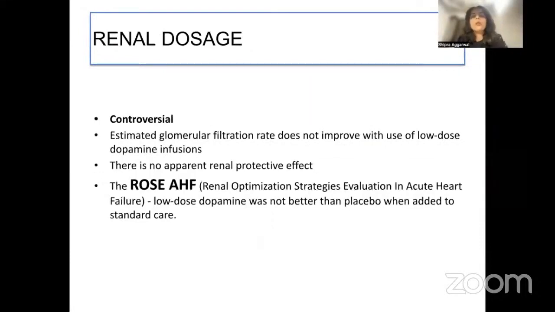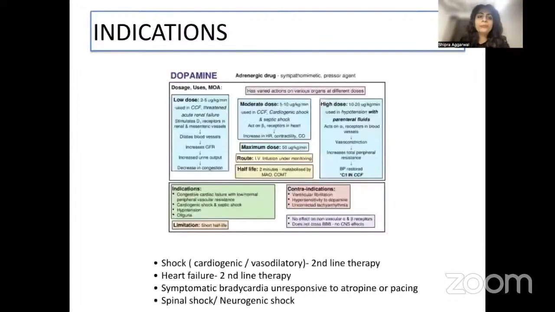So you must have all heard about the renal dosage and the benefit of low dose dopamine in increasing the renal blood flow. But now recent studies show that it is controversial, and the estimated glomerular filtration rate will not improve with the use of low dose dopamine infusion, and they don't have an apparent renal protective effect. The ROSE-AHF trial, which is the Renal Optimization Strategies Evaluation in Acute Heart Failure, showed that low dose dopamine was no better than a placebo when added to the standard care.